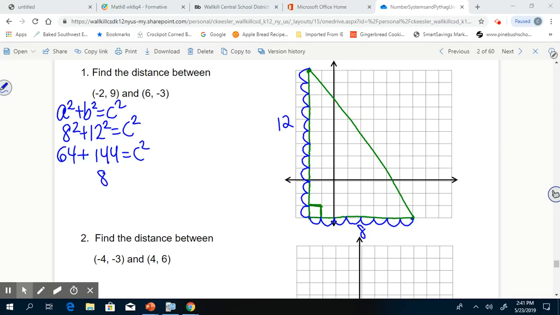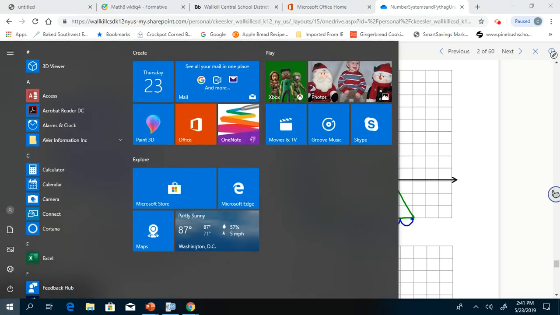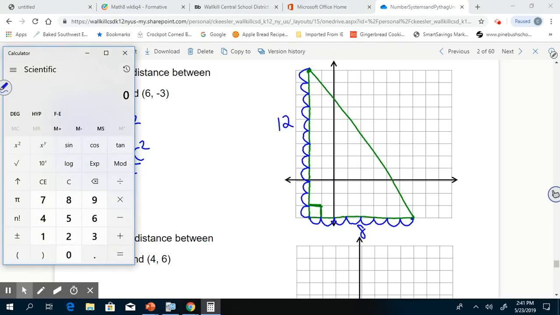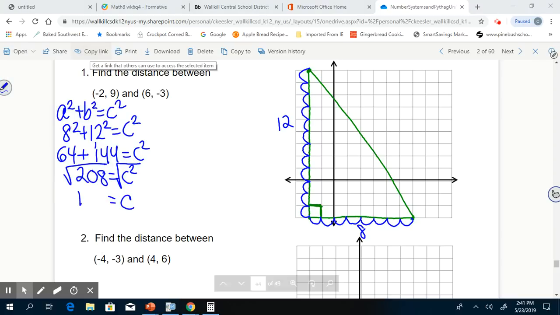4 plus 4 is 8. 6 plus 4 is 10. Carrying the 1, we get 208 equals C squared. And then last, we take the square root. Now, 208 is not a perfect square, so we could just use our calculator and round it to the nearest tenth. If you do that, we do square root of 208, and we get about 14.4.